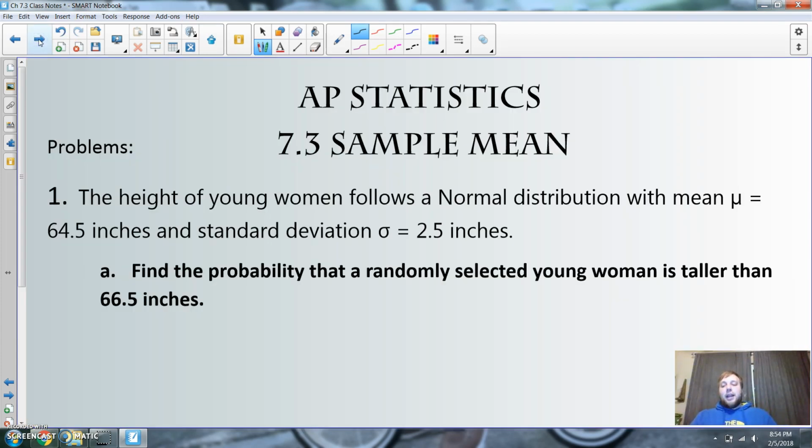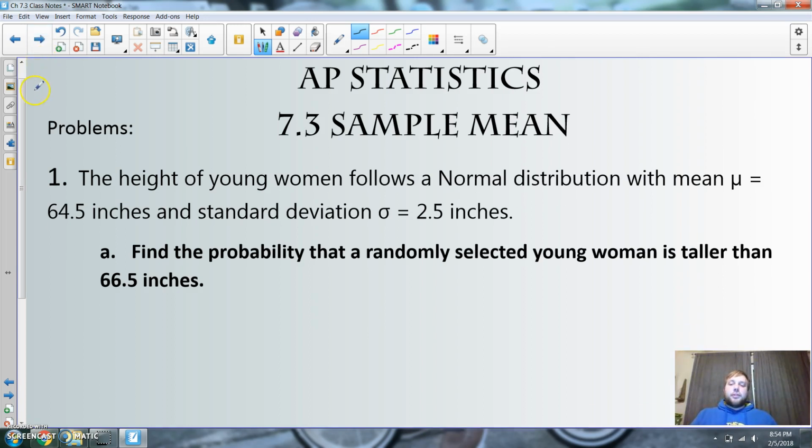Let's have some fun. We got 3 math problems I want to do here today. The height of a young woman follows a normal distribution with a mean of 64.5 inches and a standard deviation of 2.5. Find the probability that a randomly selected young woman is taller than 66 inches. Alright, so here we go. We've got our normal curve, 64.5.